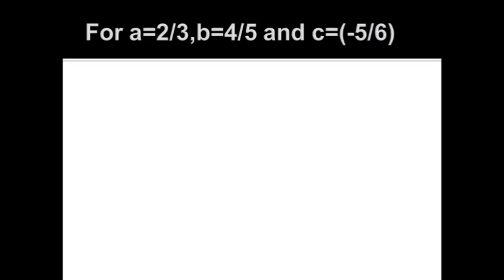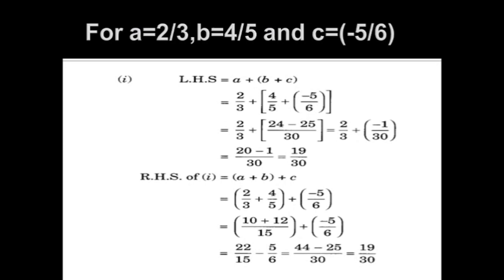We can understand this with an example where we have taken a as 2 upon 3, b is equal to 4 upon 5 and c is equal to minus 5 upon 6. So its LHS, which is a plus (b plus c). So we are adding b plus c first. On adding b plus c, we have put the value of b as 4 upon 5 and the value of c as minus 5 upon 6.